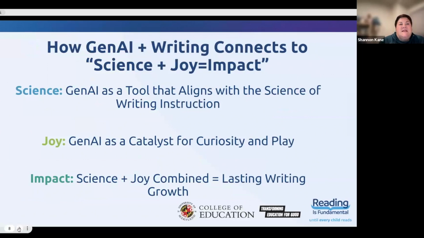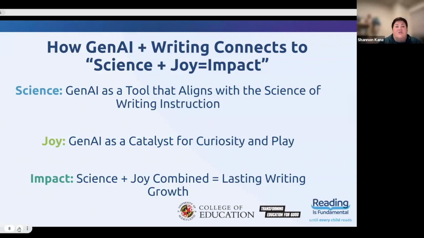So I want us to think again about this idea of how Gen AI plus writing equals science and joy and impact. I'm bringing that joy back. So when we think of science, right? It is a tool that does align with the science of writing instruction. And when we think of research on writing instruction, there's decades of it, right? From Steve Graham and a ton of other researchers that show explicit writing strategy instruction is super important. So if we want our students to develop as writers, we have to be explicit and we have to model it, right? We also give authentic opportunities for writing.